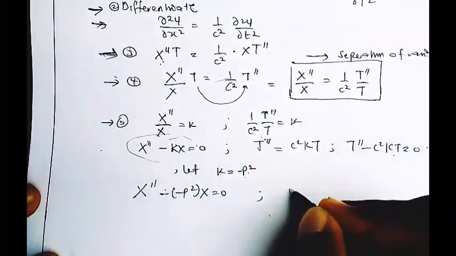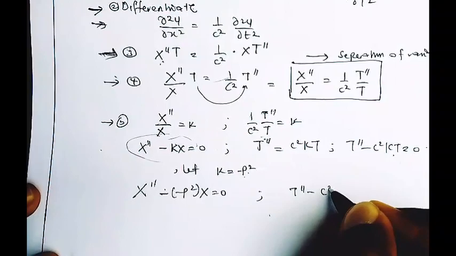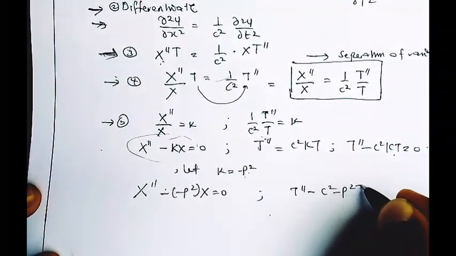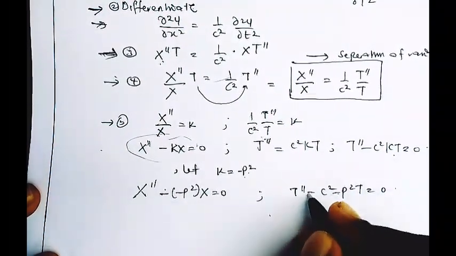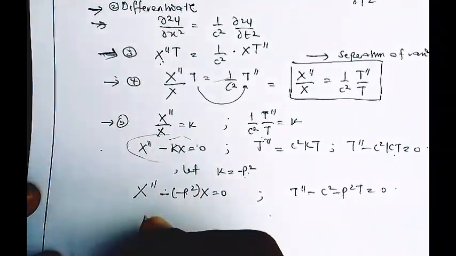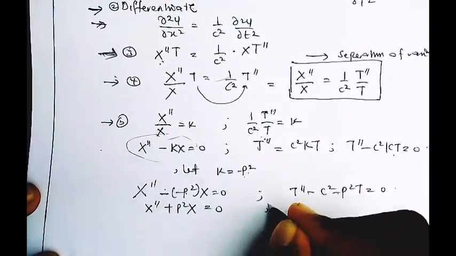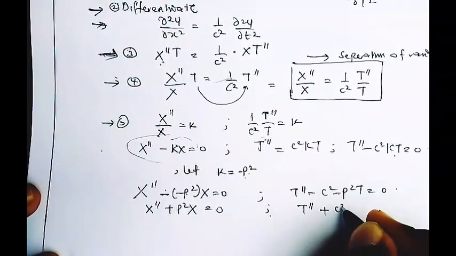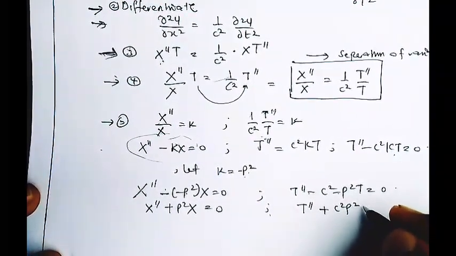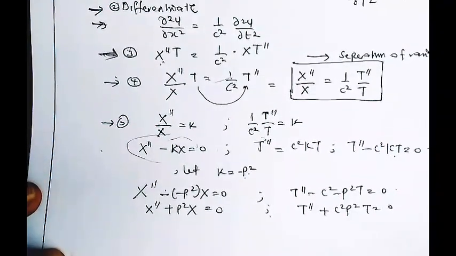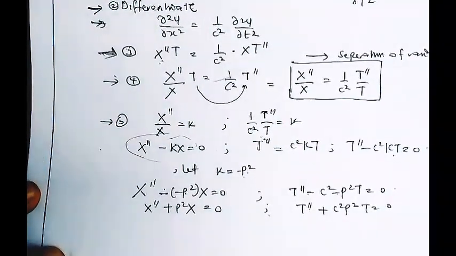Do the same thing for this. So this is T double prime minus c square minus p square T equals 0, right? So this minus times minus is plus. So this is X double prime plus p square X equals 0, and this is T double prime plus c square p square T equals 0. So now we're going to solve this using your normal ODE method, like I said.